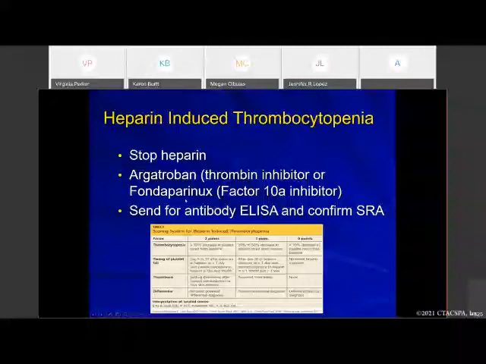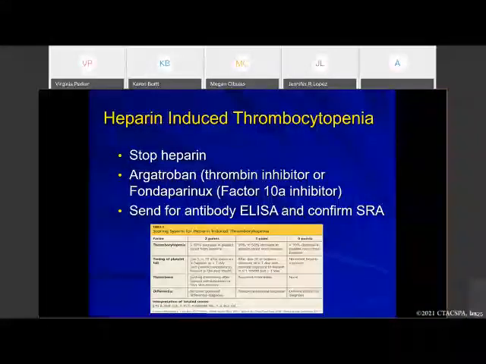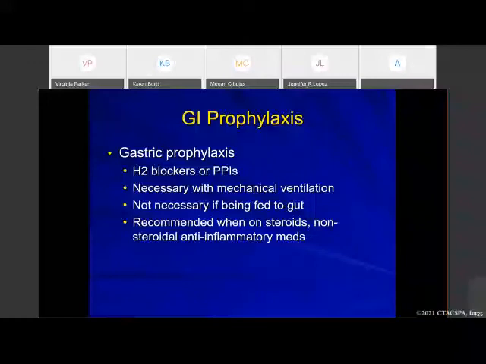And you can send your antibody for ELISA. Your ELISA test could be positive. You want to confirm it with a serotonin test, because 86% of the patients that have a positive ELISA have a negative serotonin test, and they don't have HIT. So they need the confirmatory test. Obviously, you keep the heparin off if it's a positive ELISA while you're waiting.